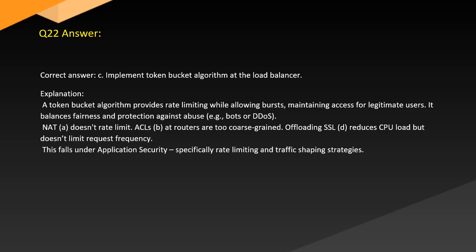Answer. Correct answer: C. Implement token bucket algorithm at the load balancer. Explanation. A token bucket algorithm provides rate limiting while allowing bursts, maintaining access for legitimate users. It balances fairness and protection against abuse, e.g., bots or DDoS. NAT, A, doesn't rate limit. ACLs on routers, B, are too coarse-grained. Offloading SSL, D, reduces CPU load but doesn't limit request frequency. This falls under application security, specifically rate limiting and traffic shaping strategies.